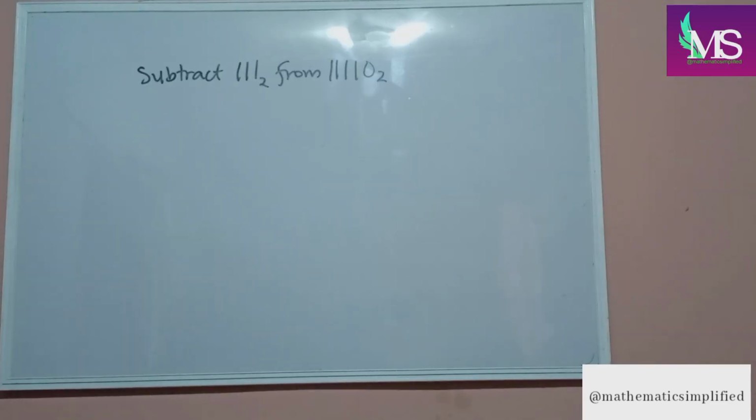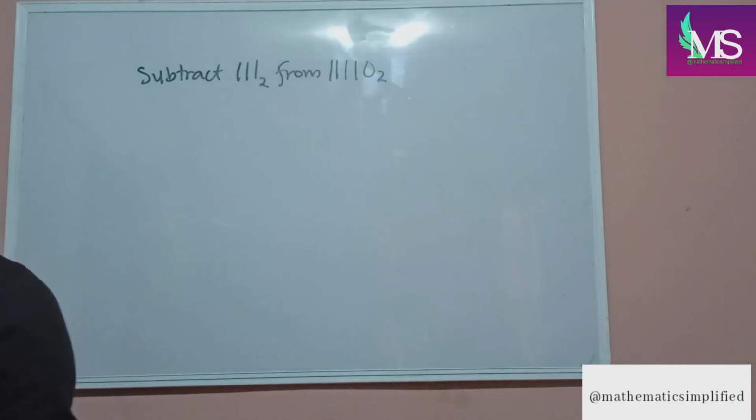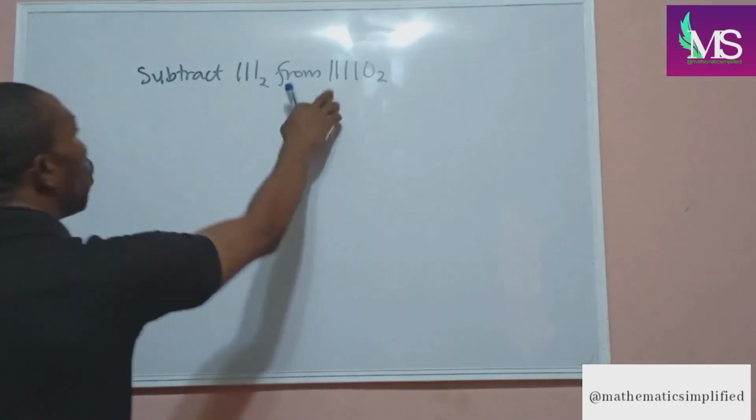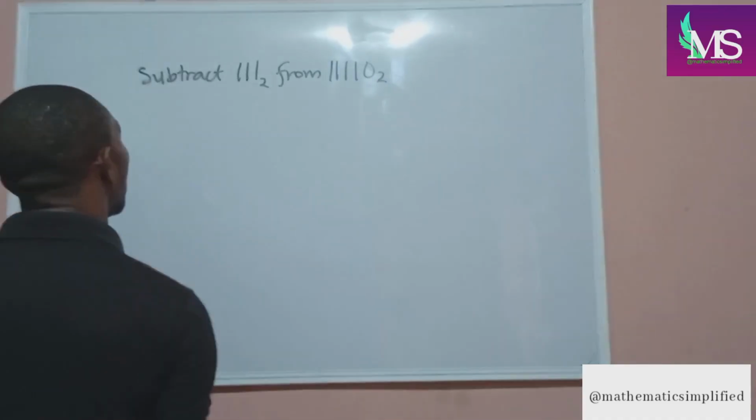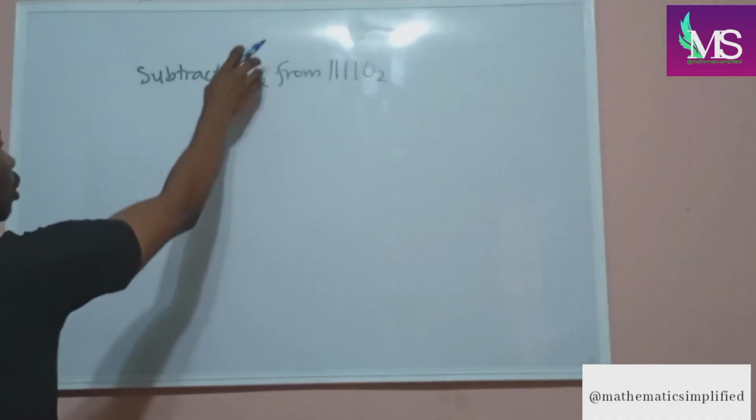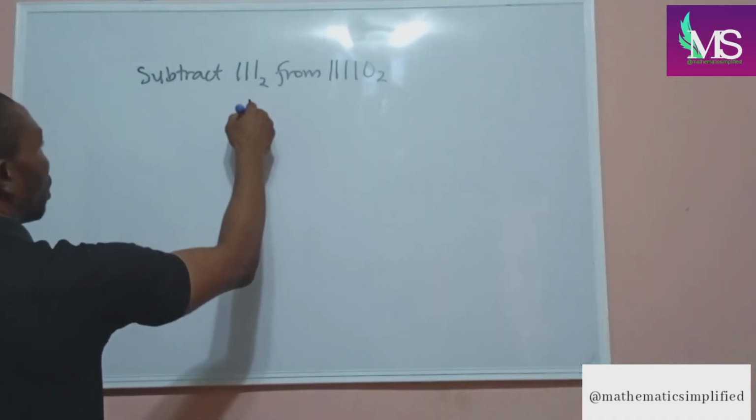The next one says subtract 111 base 2 from 11110 base 2. Now, since we are subtracting this from this, that means we are having it in this form.